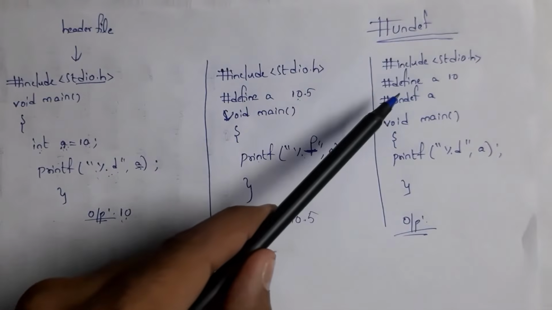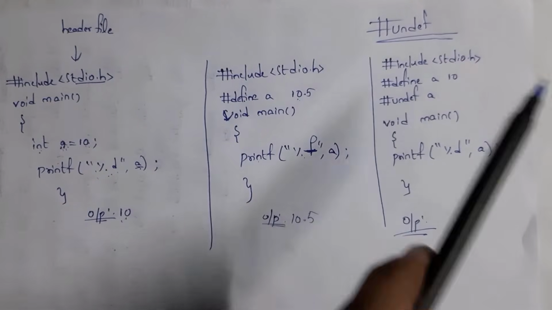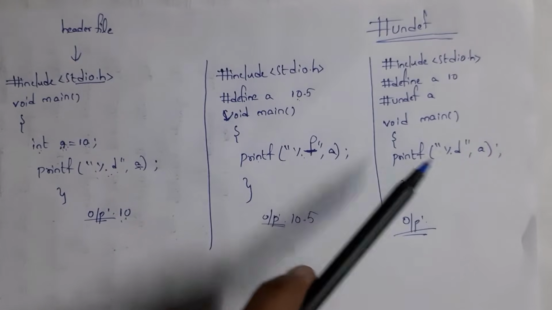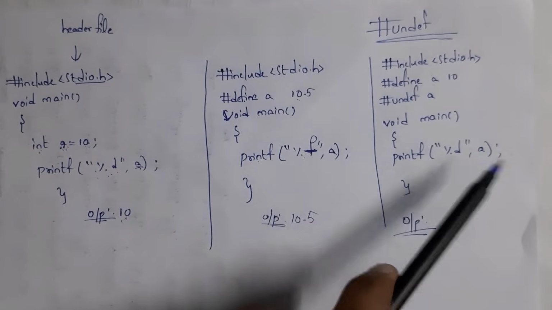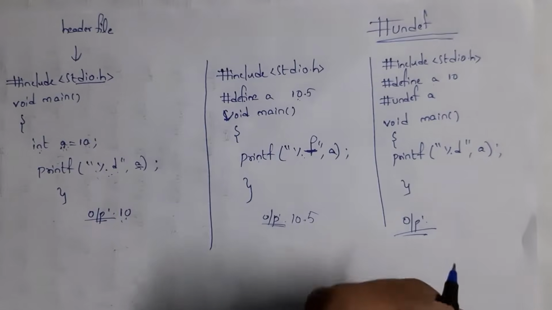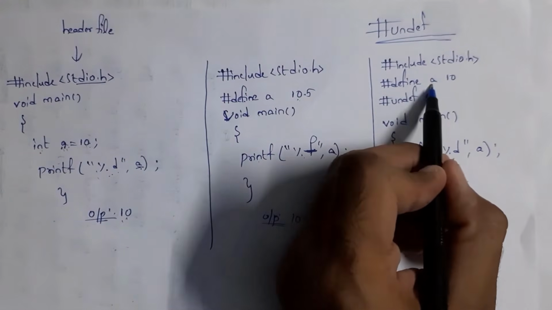After that I wrote #undef a. That means whatever macro I defined, now I am removing that macro. So here I wrote #undef a. After that I wrote void main. Inside void main I wrote printf("%d", a). Whenever I run this code, I will get an error, because actually I should get output as 10, because the value of this macro is 10.